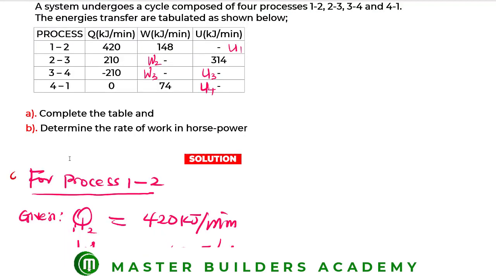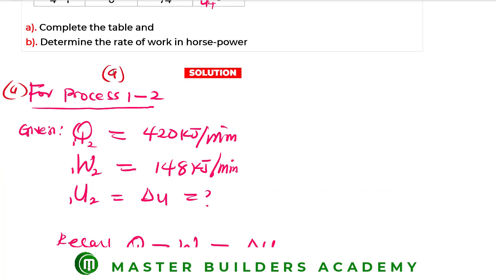So we have been able to answer the A part of this question. The B part now asks us to determine the rate of work in horsepower. For us to find the rate of work here, we are going to sum up the heat. The summation of all the heat is what will give us the rate of work, not the work done. The rate of work is obtained from the summation of all the heat. So we move down.